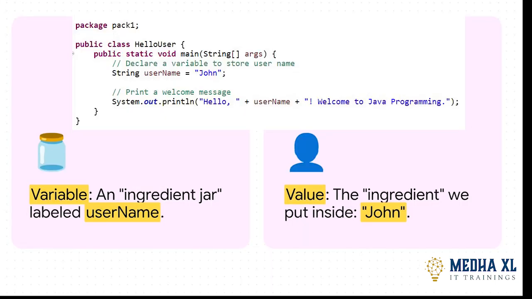Now, you can't cook without preparing your ingredients first, right? Well, in our code, the line String username equals "John" is doing exactly that. It's like we're creating an ingredient jar. Programmers would call this a variable, and we're putting a label on it that says username. Then we drop our ingredient, which is just the text John, right inside that jar. We're just saving it for later.